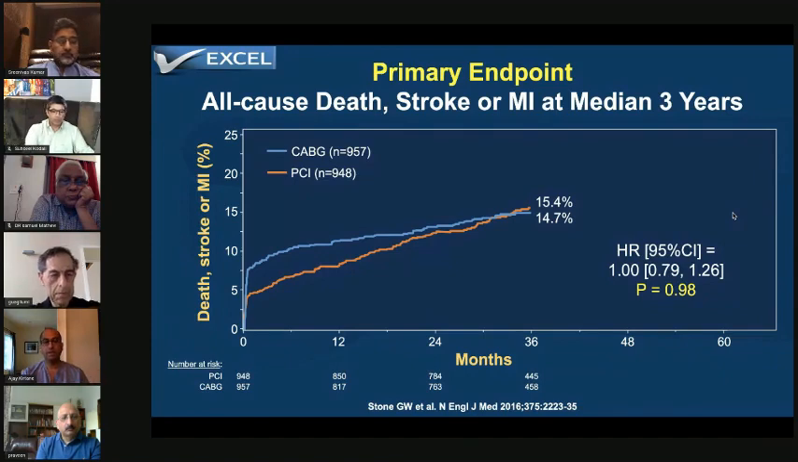Nonetheless, what one can see is that not only was there a difference early in favor of PCI, there was actually a problem starting to appear late. And that is the curves started to not only come together, but even separate. And this was a big question, but this was nothing new. Everybody saw these data and suggested that we need to have longer term follow-up to see if the curves remain together or they separate further in favor of CABG over PCI.